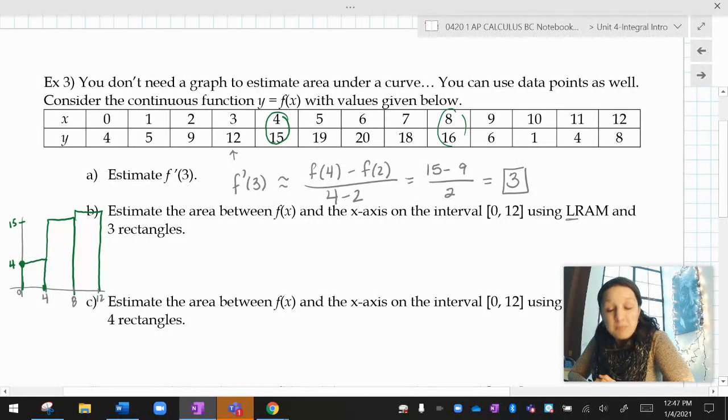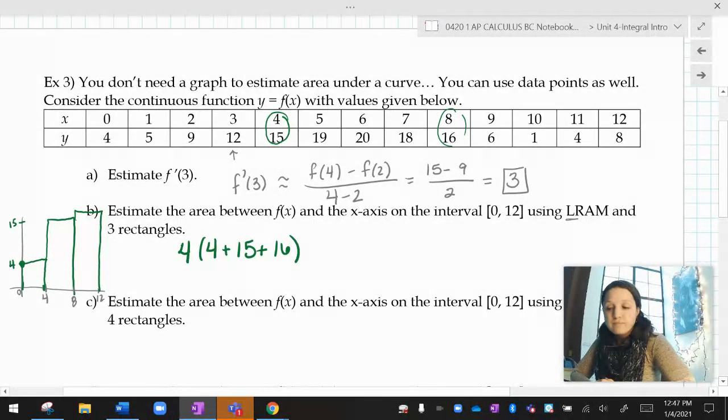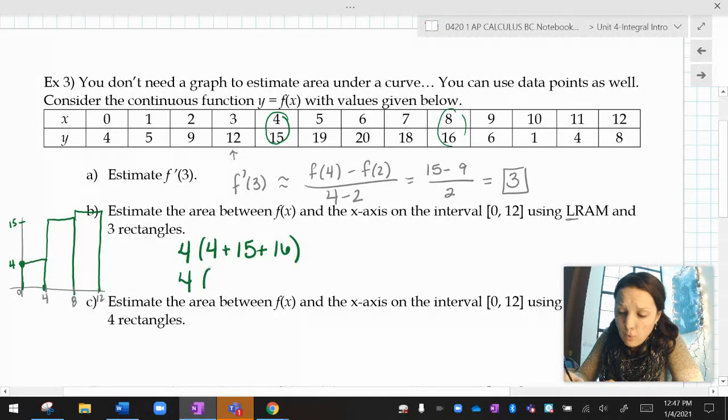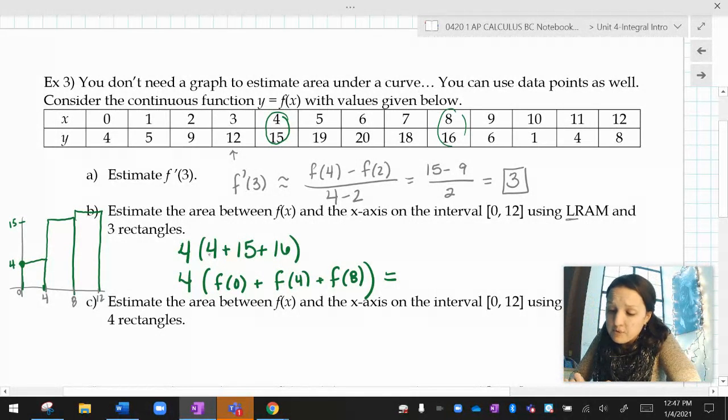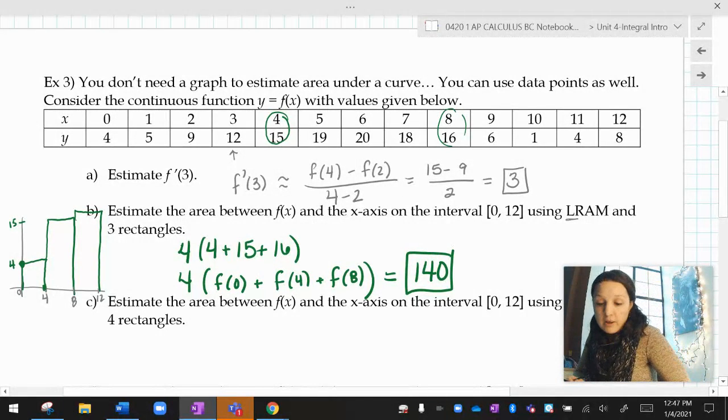So if I want to estimate the area, I could just add up those rectangles. So the base is 4 on all of them. And my heights are 4, 15, and 16. And what I really did is I just did 4 times f of 0 plus f of 4 plus f of 8. And let's see, this is going to be 16 plus 4 is 20. 20 plus 15 is 35. 35 times 4 is 140. Cool. Fine. I'll deal with it.